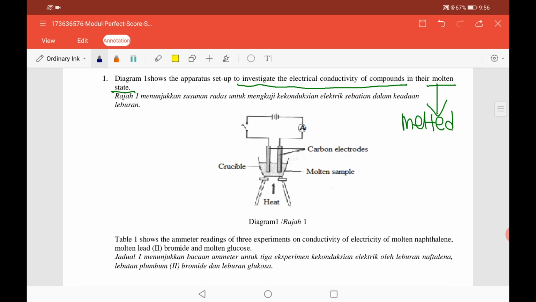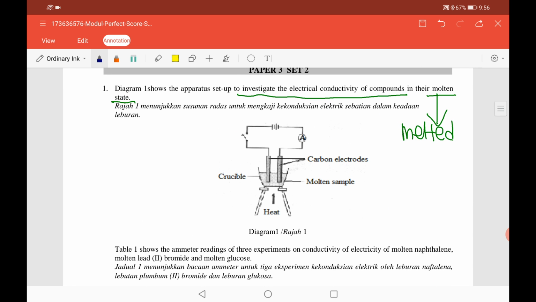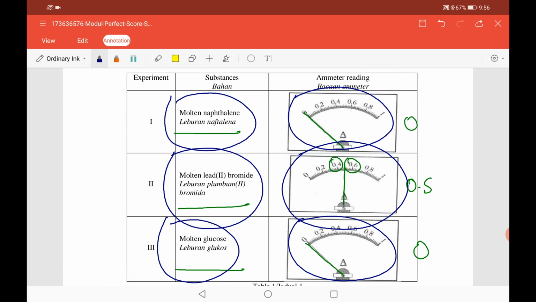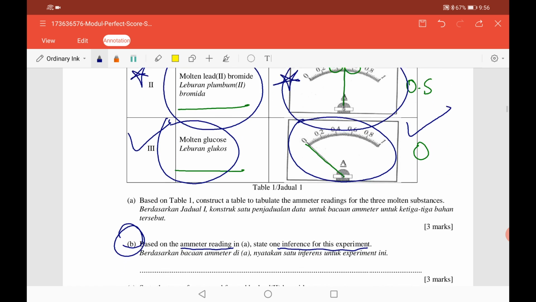Because look at here. What is the purpose of this experiment? We want to study the electric conductivity. So we want to know who can conduct and who cannot conduct electricity. For molten naphthalene and molten glucose, the reading is 0, which means that they cannot conduct electricity. Molten lead bromide, the reading is 0.5, which means it can conduct electricity.